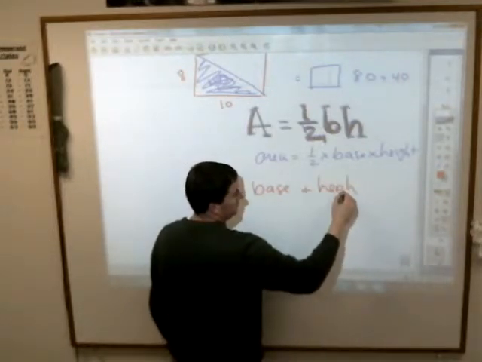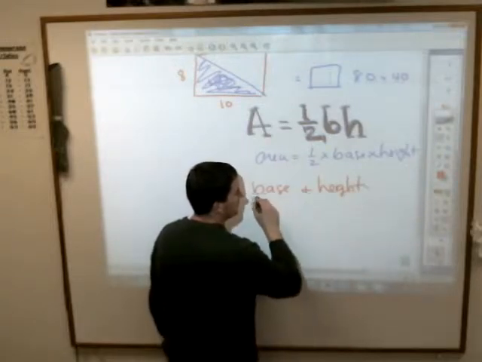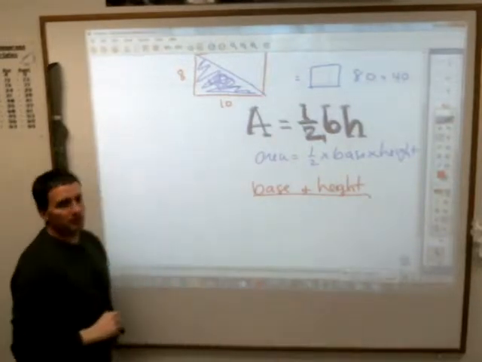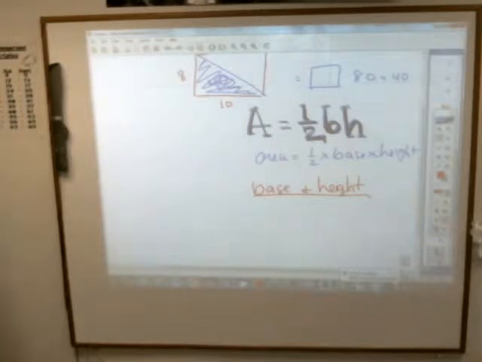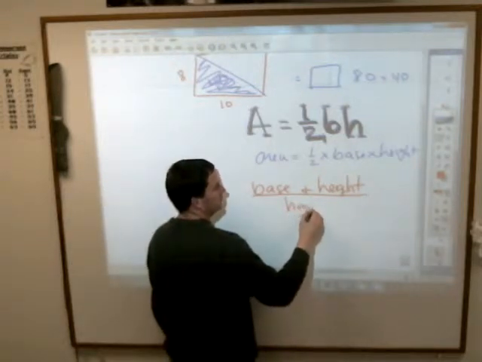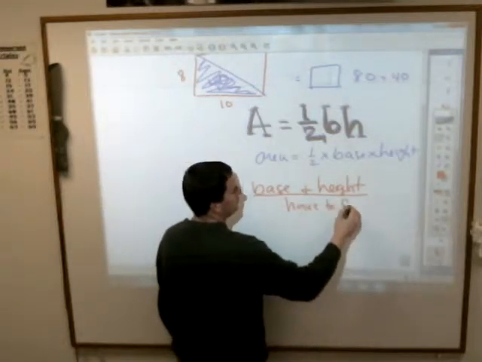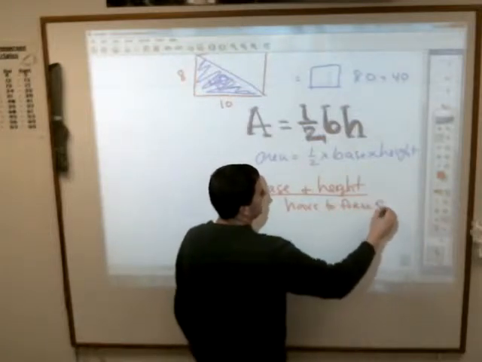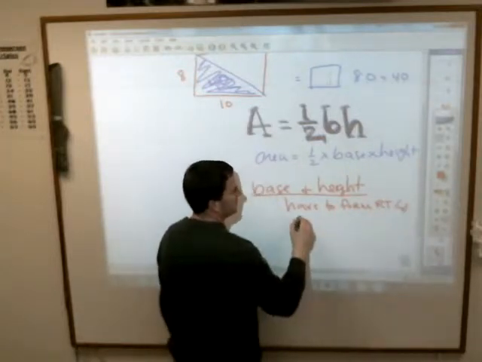Maybe it wasn't your class. Who knows? I remember talking about it. What has to be true about the base and the height? Nate? There has to be a right angle. Exactly. The base and the height have to form right angles with each other.